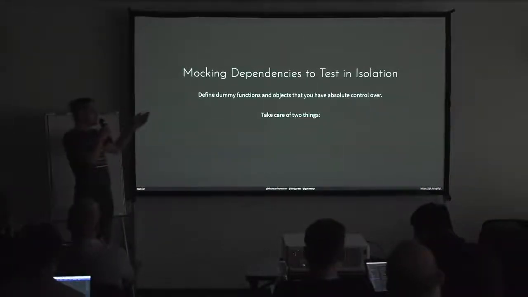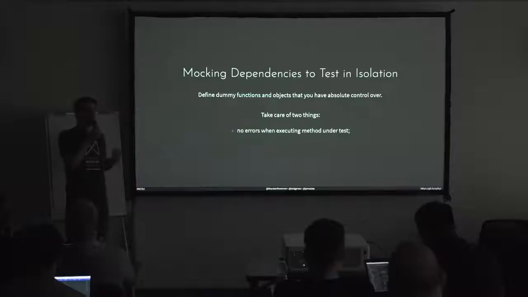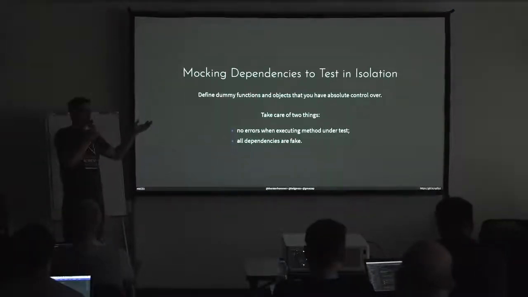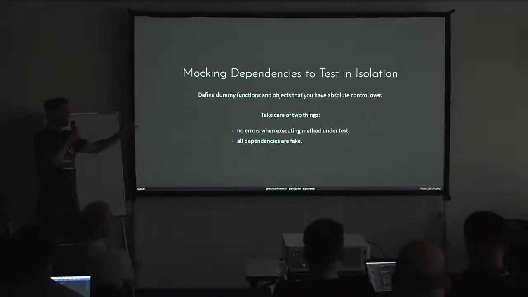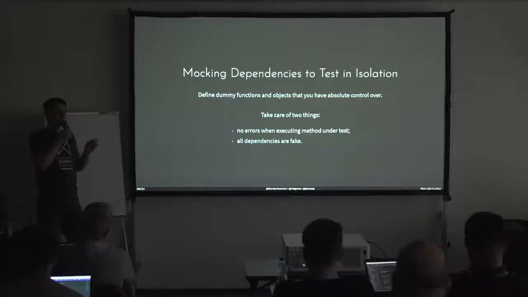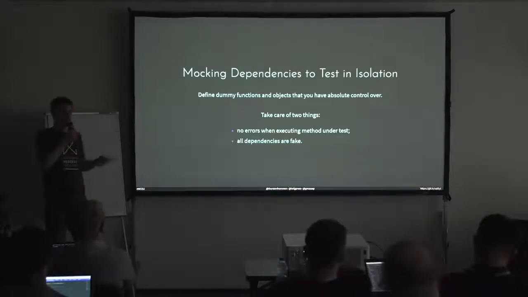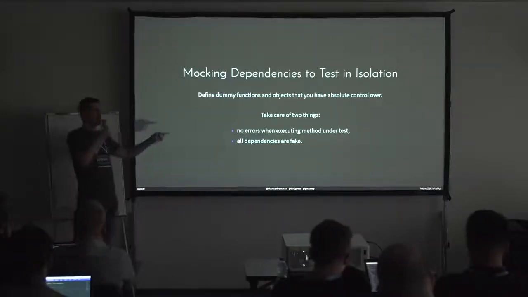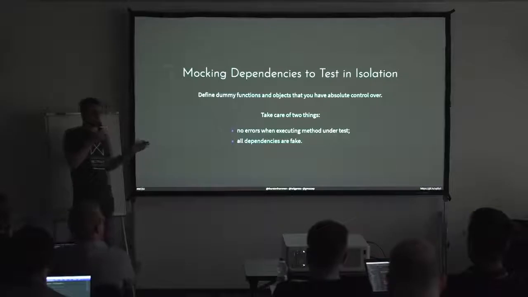So we want to define dummy pieces of code, like functions or objects, that we can control. We still have to make these dependencies available, because otherwise the PHP parser will fail. But we want to make them do what we want them to do, which is not what the actual thing does, but something that makes sense for our test. So we have to take care of two things. We want no errors, because our code references things like functions or classes that are not there, so we have to define them somewhere so that our language setup is as it should be. And we want all other units that our unit, the subject under test, uses, to be fake.